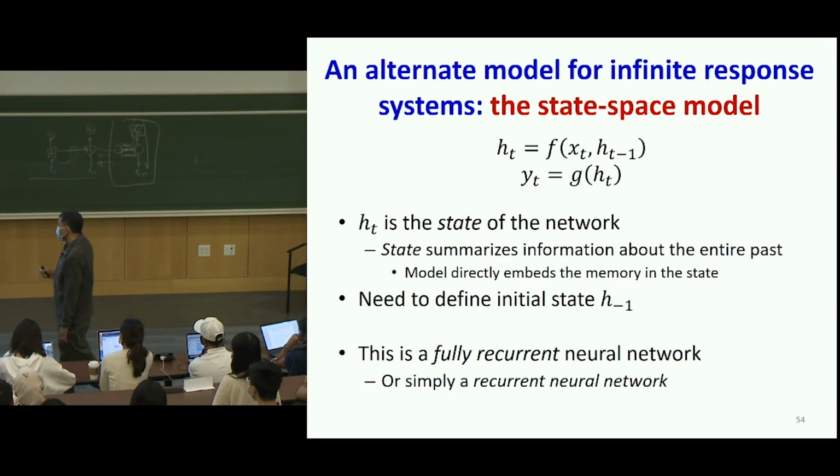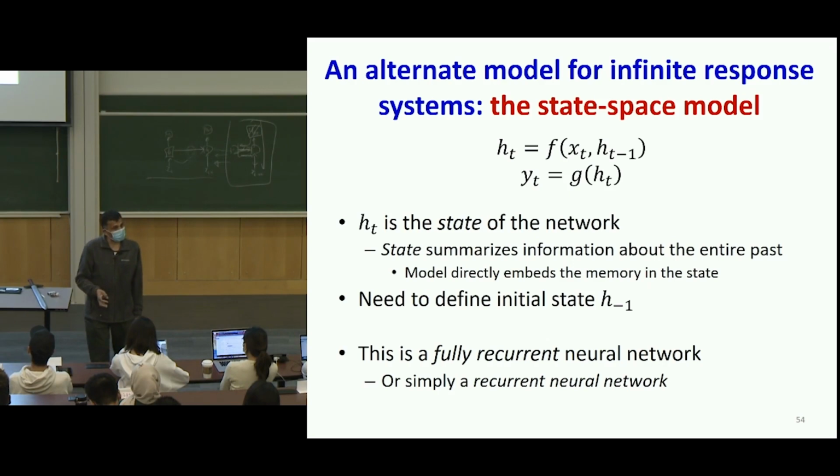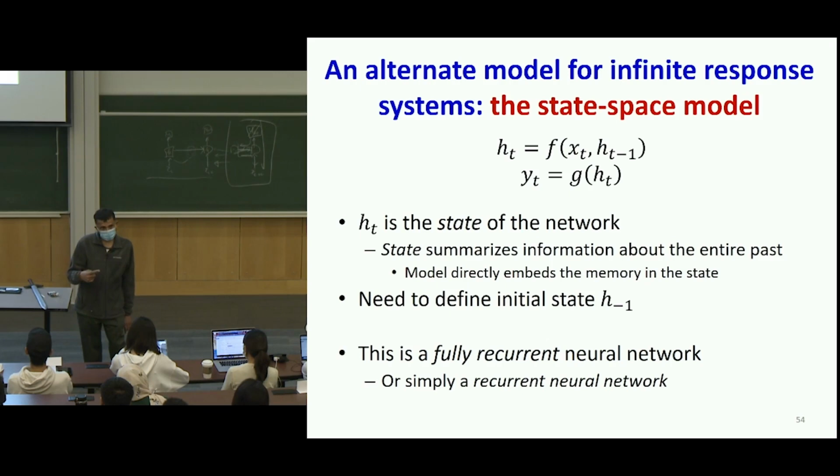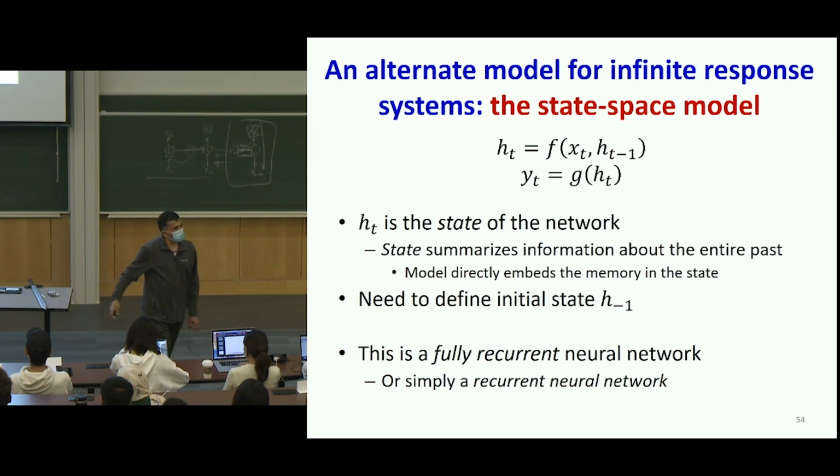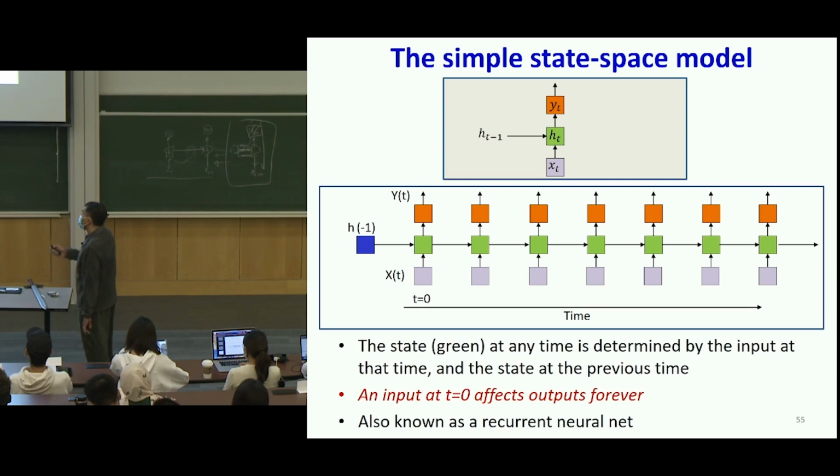So once again, you'd have to define the initial hidden state, h of minus 1, for this whole thing to work. But this is what is called a fully recurrent network, because firstly, you have the recurrence. You have information being stored inside the network about history. And an error at any time is going to influence the updates you make at all times. Right? So here's how the model looks. At any given time, the hidden state h_t is a function of the hidden state at t minus 1 and the current input. And the output depends on h_t.